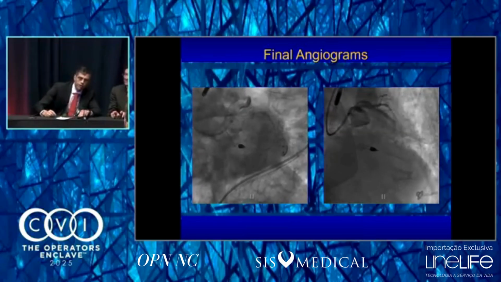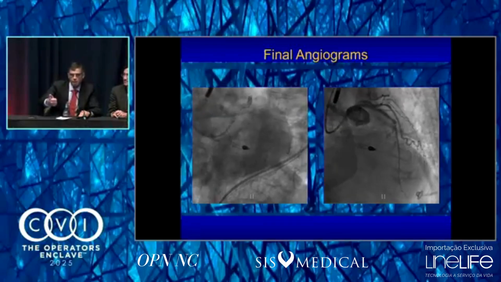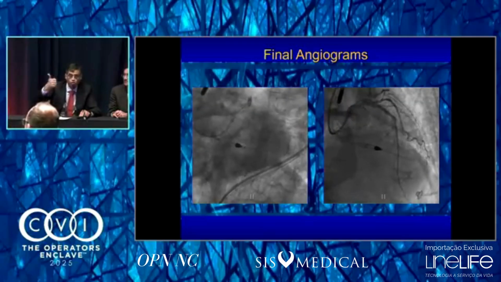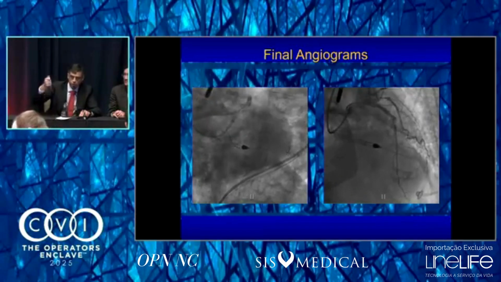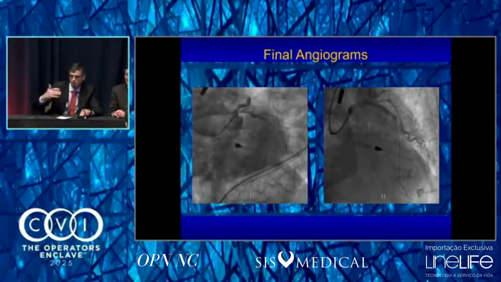Okay, so you heard this morning, right, from the talk from Dr. Katri, that you want to use special wires, right? You want to use either BMW or Runthrough is okay. You don't want to use the Sion Blue. That's the one where you're going to get stuck and lose the wire access coming back. And often it's good to put a buddy wire, but clearly this worked out great.